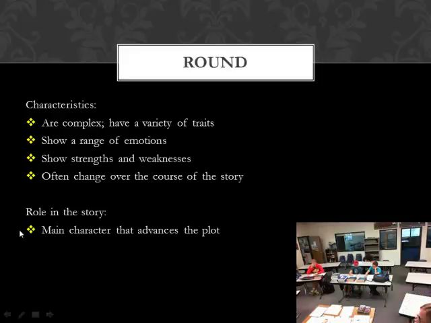And their role in the story is, they're generally the main character, the protagonist, and it is their job to advance the plot. Flat characters will move this person around within the story. Like, in my reading skills class right now, we're reading The Fall of the House of Usher. And there's a butler, once again. And the butler, the flat character, moves our narrator from outside the house to inside the house because he takes him to where he needs to be. And our narrator is the round character.